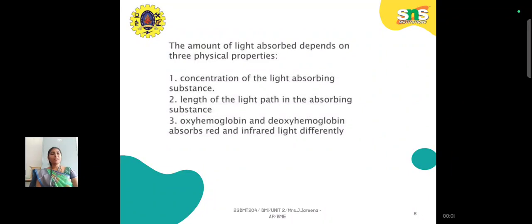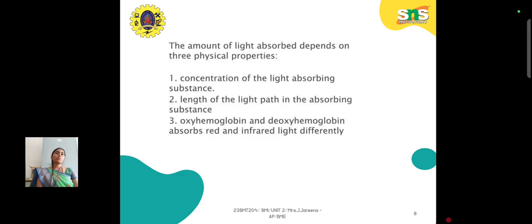Hi everyone, let's have the continuation of last class. So last class we had a normal introduction on the overview of what is pulse oximetry and what are the basic components involved in a pulse oximetry device, right? Now let's have a detailed discussion of the working principle and the properties of pulse oximetry.